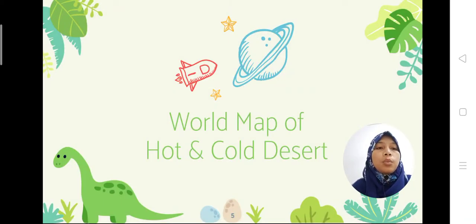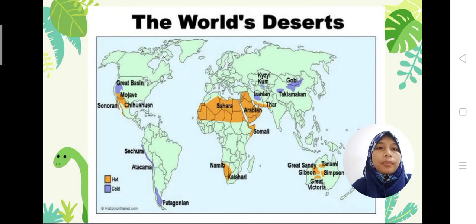Now we'll see the world map of hot and cold deserts. So where are these hot and cold deserts situated in our world? Here are the world's deserts. You can see here the Great Basin, which is in the US, Mojave, Sonora, and Chihuahua. Great Basin is actually a hot to cold desert. Mojave, Sonora, and Chihuahua are the hot deserts.